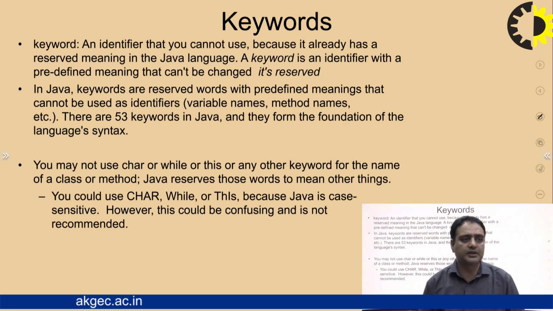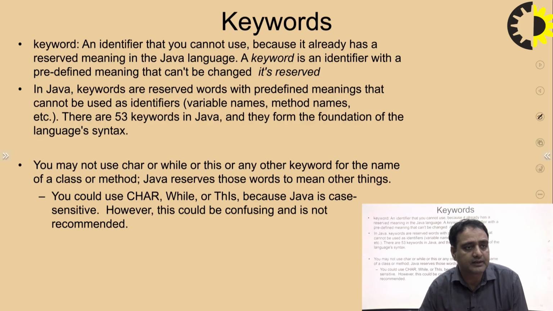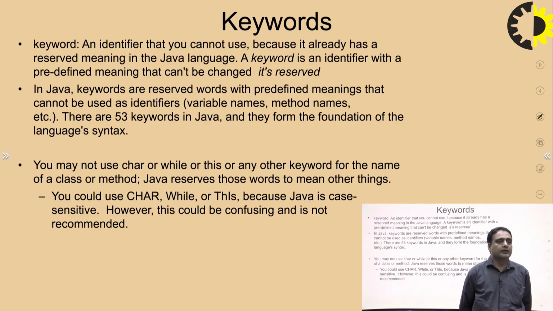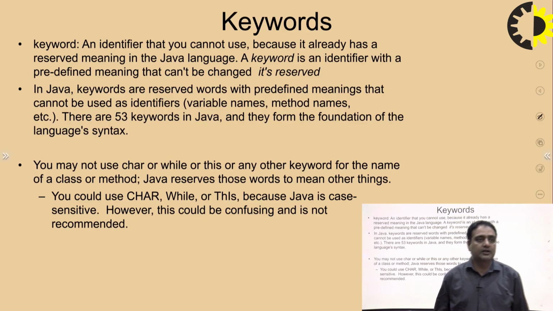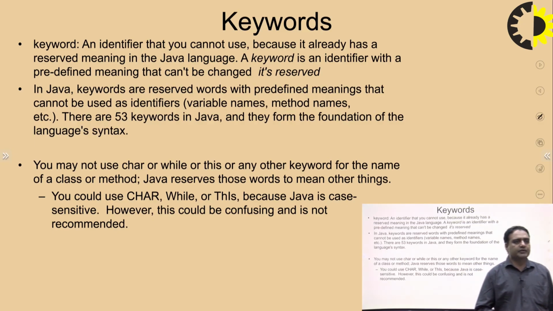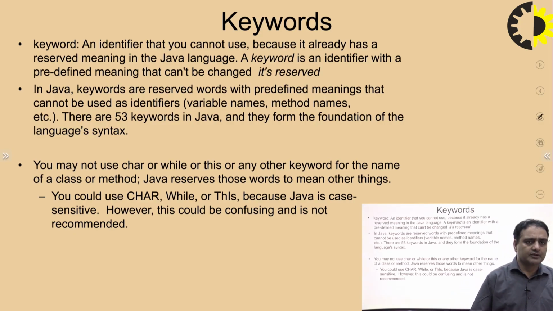Be careful when you create names for classes, methods, and variables: you should avoid the keywords. All the keywords are case sensitive. Here there are 53 keywords, but in different versions there are 58, 60, or 65 keywords available. So it depends upon the version which you are using, such as JDK 7 or JDK 6. That is different.